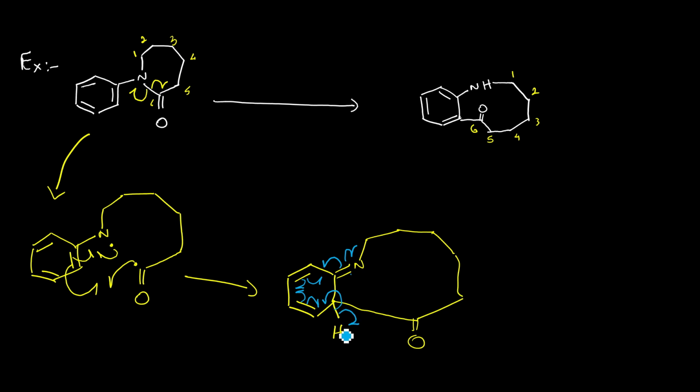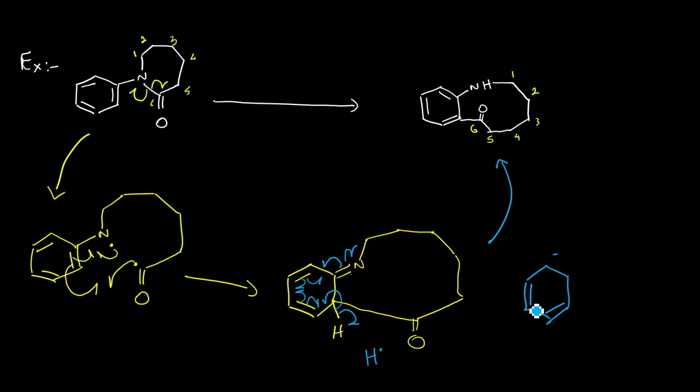Now you will see that two radicals are being released. One is the hydrogen radical, and the other one is the radical which is formed on the nitrogen. So these two radicals can come together to form the final structure. So I will not draw the final structure. Let me draw it again. So this is the final structure we had.